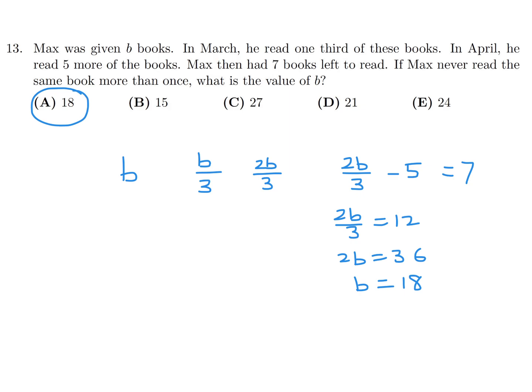And we can double check this. So, for example, B is 18, right? He read 1/3 of the books, so that means he read 6. That means he has 12 books remaining, and then he read 5 more books, so 12 minus 5 is 7, and that's what he has left to read. So it all checks out.